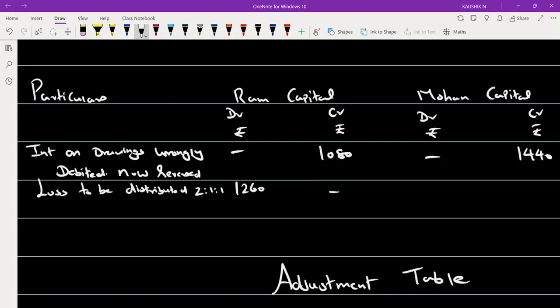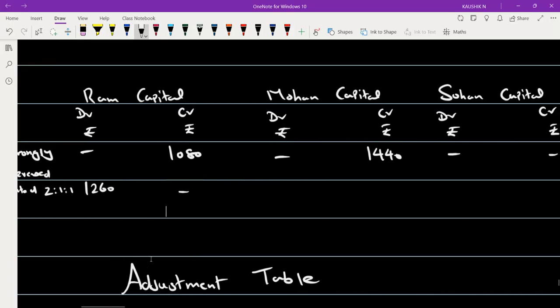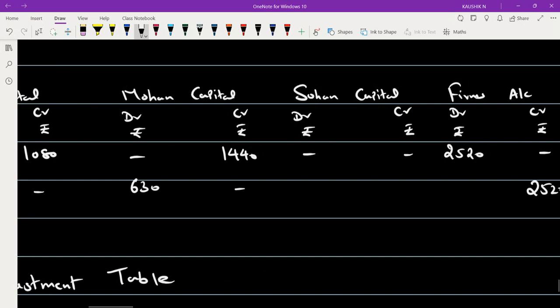So record 1260 in the debit, nothing out here. For Mohan, it will be 630 in the debit, nothing in the credit. For Sohan, the value will go in which place? It will go only in the debit, 630, and nothing over here.